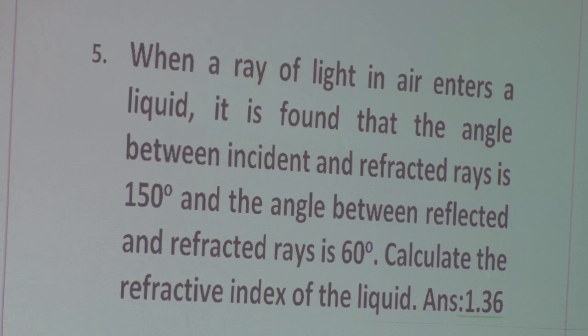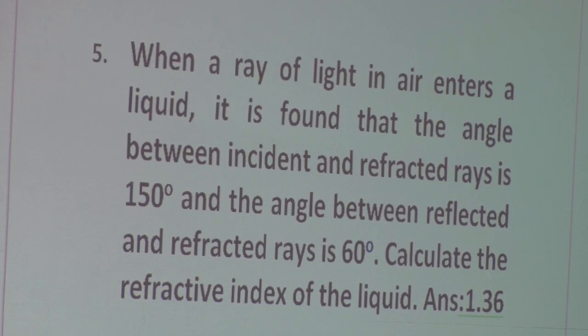The only challenge here is to indicate all those rays, and from the angles given, 150 and 60, find out what angles they are. From them, you must be able to get the actual angle of incidence and the angle of refraction. Once you get that, then the general law, Snell's law: sin i by sin r is equal to n2 by n1.